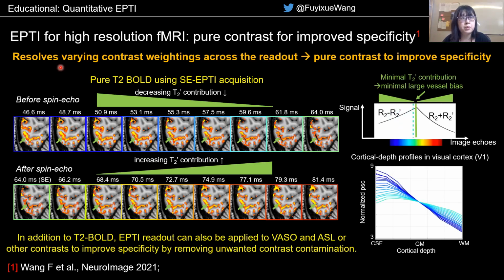EPTI can also resolve varying contrast weightings across the readout and therefore provide pure contrast that can improve the functional specificity. For example, the spin echo EPTI acquisition can be used to resolve the different contrasts across the spin echo readout and obtain the pure spin echo contrast where it achieves the highest specificity. And in addition to T2 BOLD, it can also be applied to other functional contrasts such as VASO or ASL to improve the specificity by removing unwanted contrast contaminations.